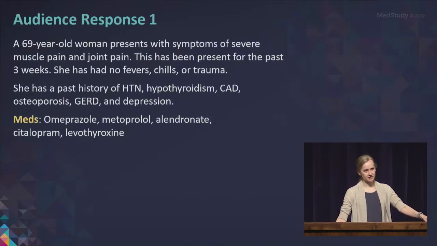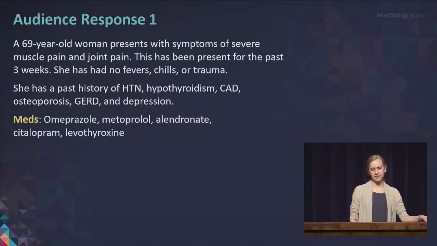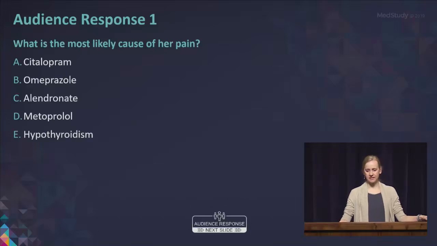So now we are going to do some audience response questions. The first one, this is a 69-year-old woman who presents with symptoms of severe muscle pain and joint pain. It's been present for the past 3 weeks. She has had no fevers, chills, or trauma. She has a past history of hypertension, hypothyroidism, coronary artery disease, osteoporosis, GERD, and depression. Her meds are as listed. What is the most likely cause of her pain?